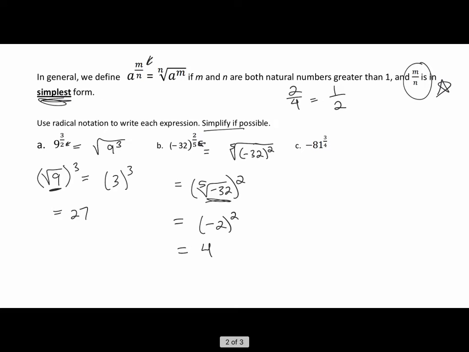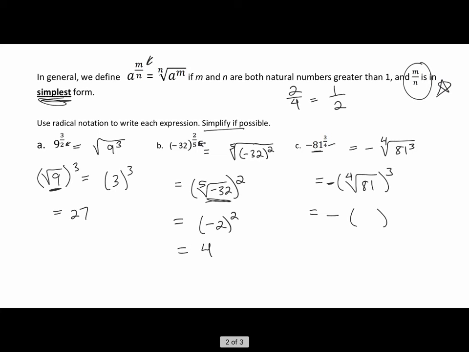For C, negative 81 to the 3/4 power, so we need a radical where the index is 4 and the base 81 with the numerator exponent. What about that negative? That's just in front, right? It's a negative in front of the radical then. Okay, so again, I can do the 4th root of 81 first and then cube that. The negative just stays in front.